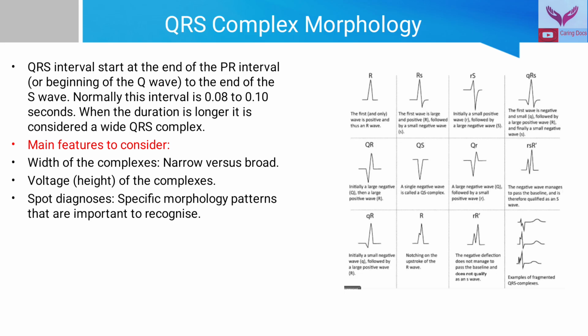The QRS interval starts at the end of the PR interval, that is the beginning of the Q wave, to the end of the S wave. Normally the interval is 0.08 to 0.10 seconds. When the duration is longer, it is considered a wide QRS complex. Whenever we see the ECG, we should always see the width of the QRS complex, whether it is narrow or broad. We have to see the voltage of the complexes also, and at times we can make the spot diagnosis from the QRS complex morphology.